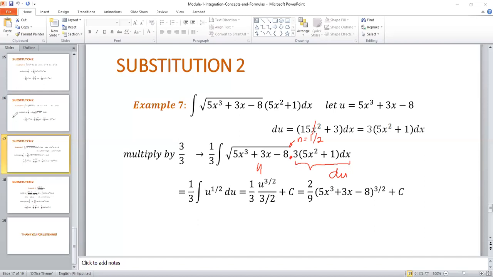Any question? Okay, then let me clear the markings here and go to the last slide.